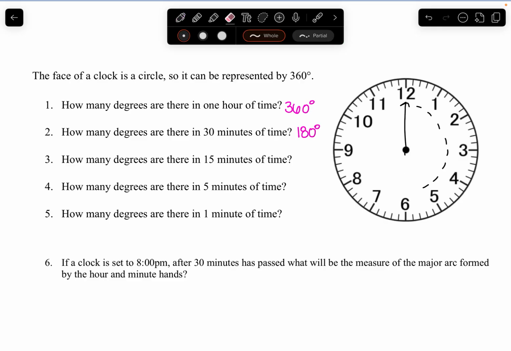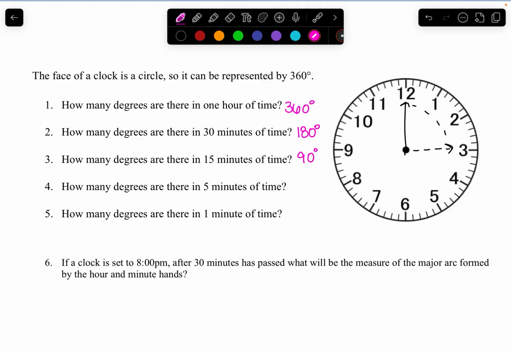Okay, what about 15 minutes of time? Well, 15 is a quarter move of your minute hand. So we're going, and then we stop here at 3. So how many degrees would that be? Well, that would be 90 degrees.